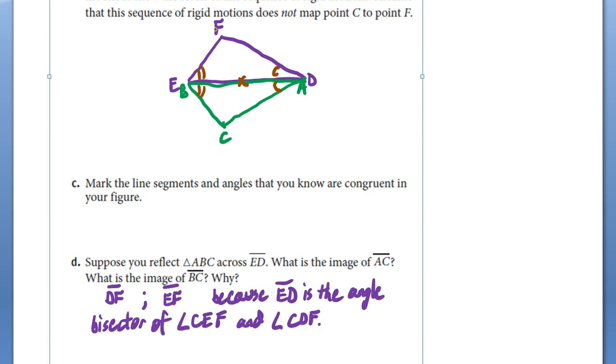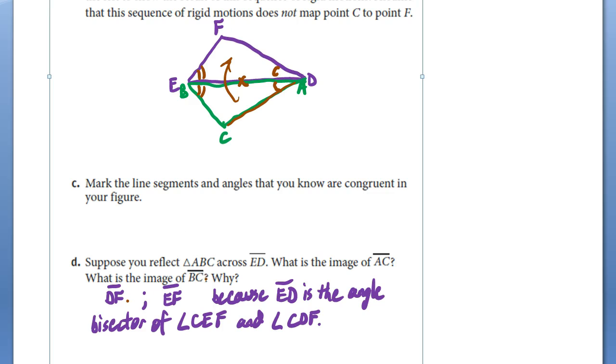Suppose you reflect the green triangle. Hey, I said it right that time. Across segment ED. What is the image of AC? What's the image of this side when you pop it across there? It would be segment DF.